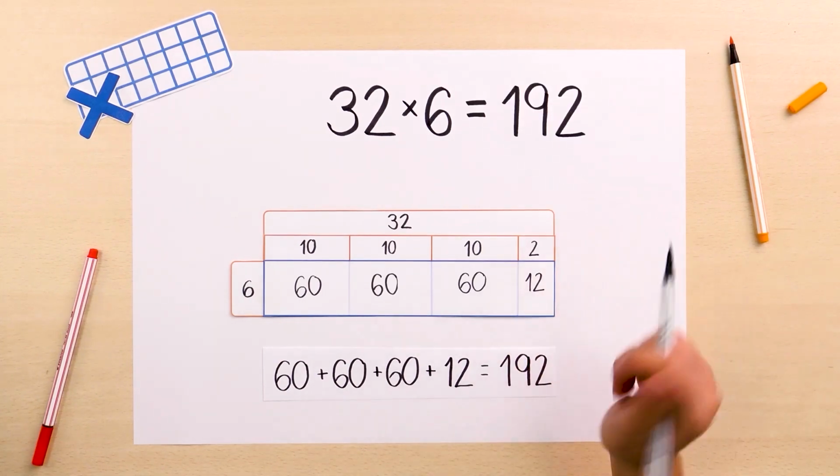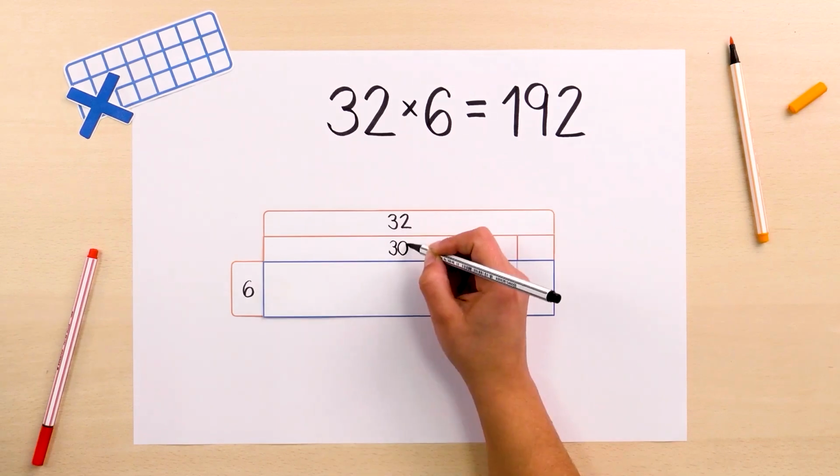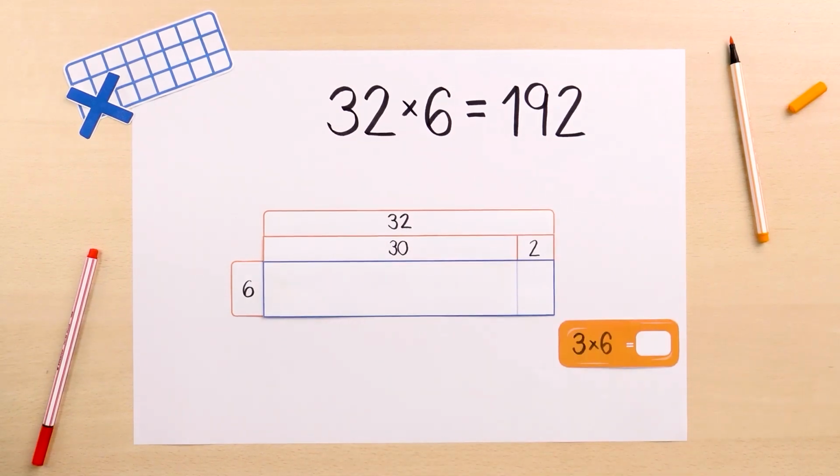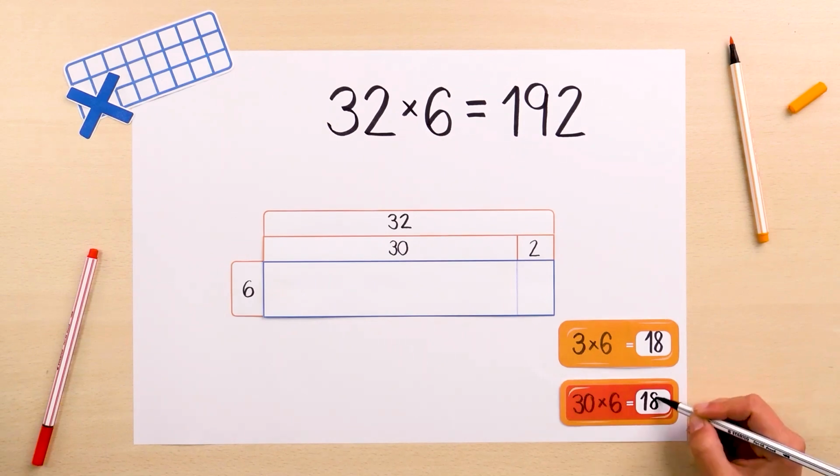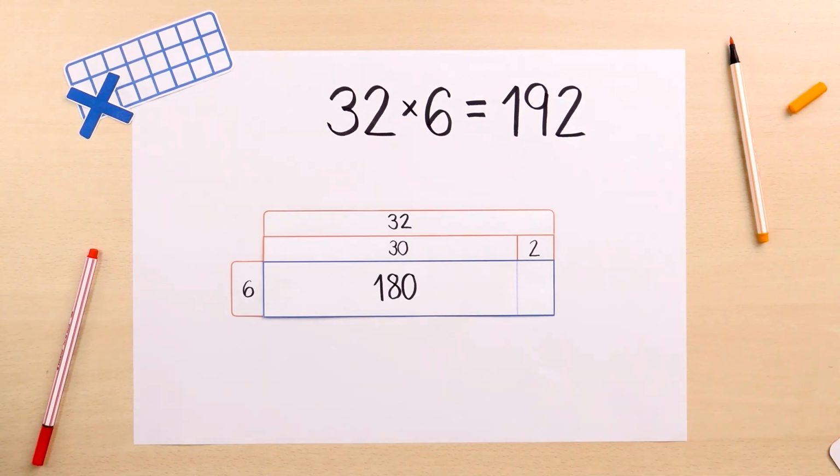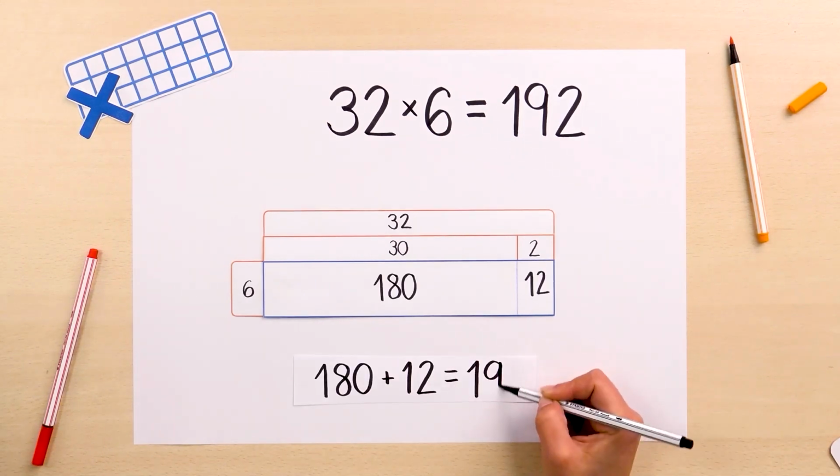But we can also do it more quickly by breaking down 32 into 30 plus 2. As 3 times 6 equals 18, then 30 times 6 equals 180, and 180 plus 12 equals 192.